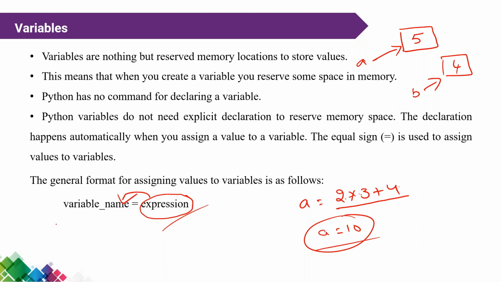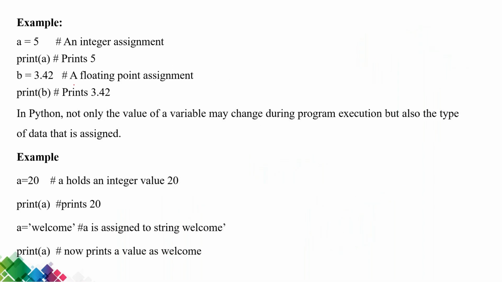Now, how do we give the names? Based on the rules of identifier. Variable names are also given by using the rules of identifier. See this one, different examples. A is equal to 5. If you print, remember one thing, print is the function which is used to display the output to the user.